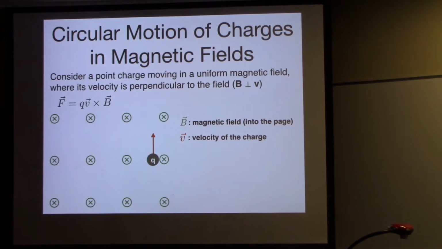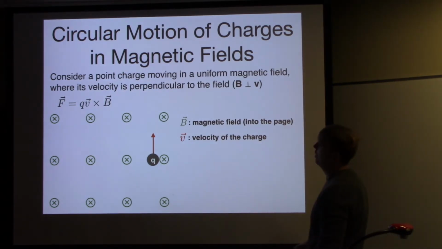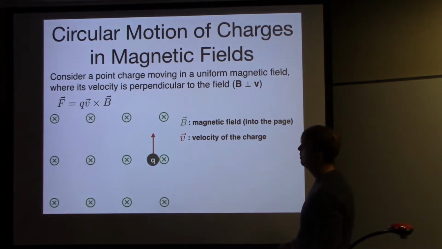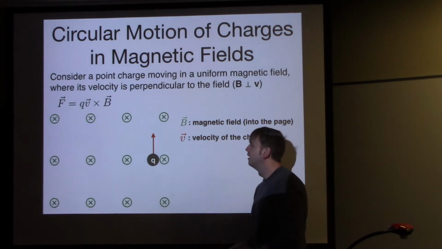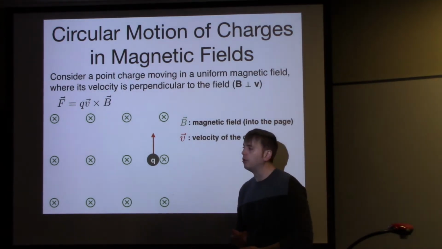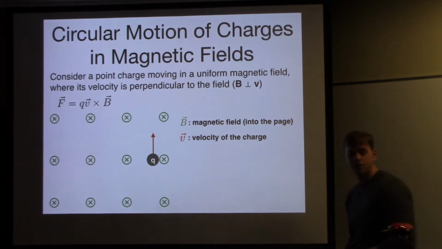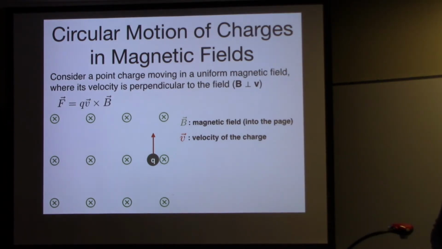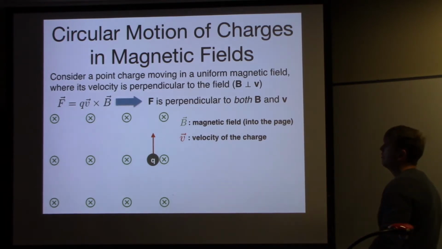And so, if I want to know what the force acting on this charge is, well, it's given by QV cross B, as we saw in the last lecture. And there are two things to think about when it comes to QV cross B. One is the magnitude, and the other is the direction. Let's think about the direction first.